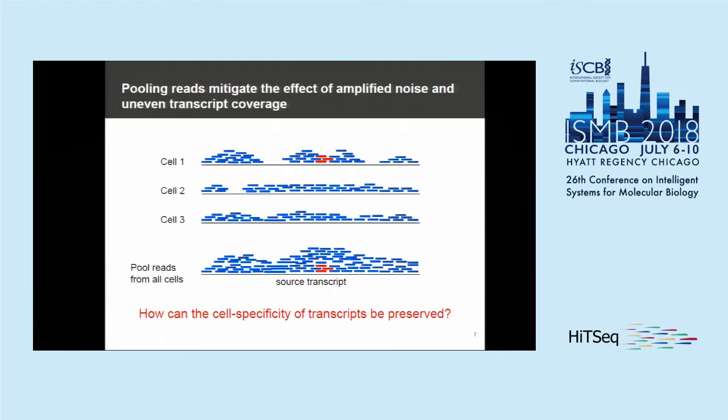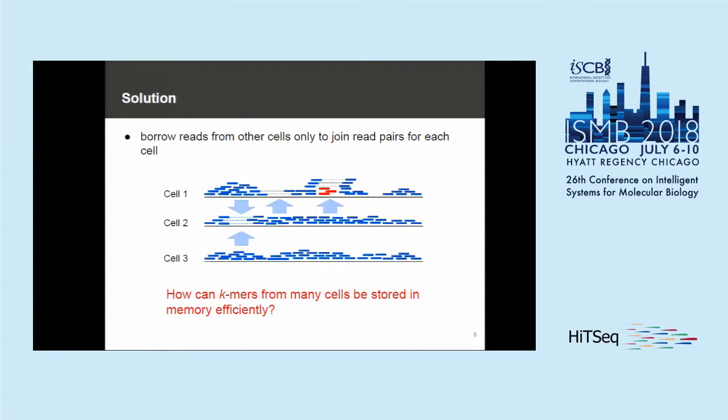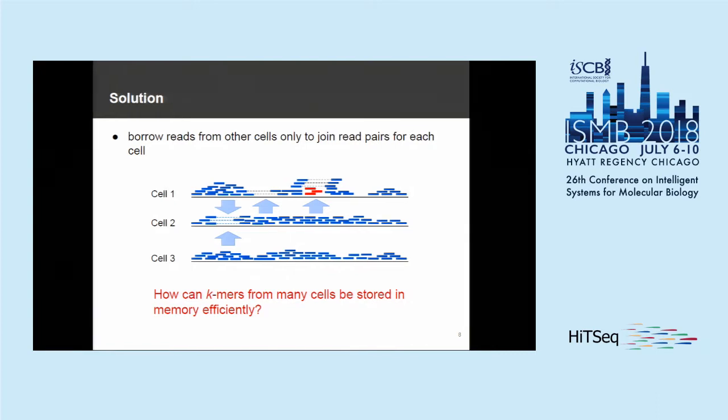However, if we pool the reads across multiple cells, it is possible to reconstruct the entire transcript from beginning to the end. But the problem with this approach is you would lose the cell's specificity of the transcript. So a solution to this problem is to borrow reads from other cells only during the process of joining read pairs together for each cell.